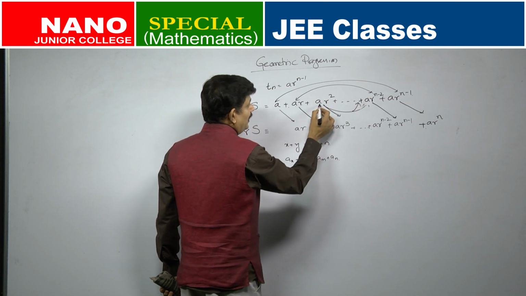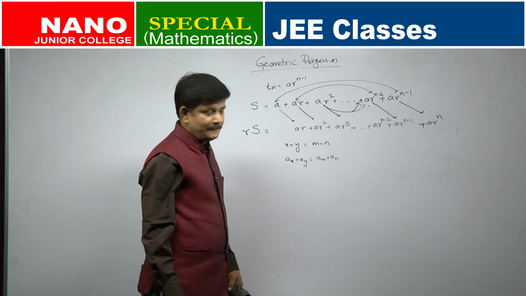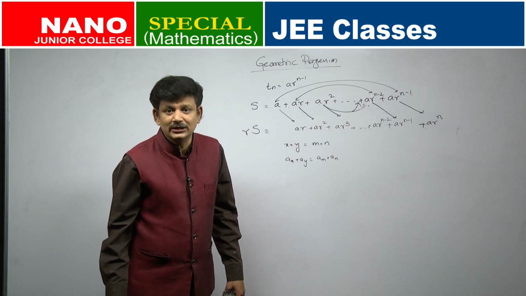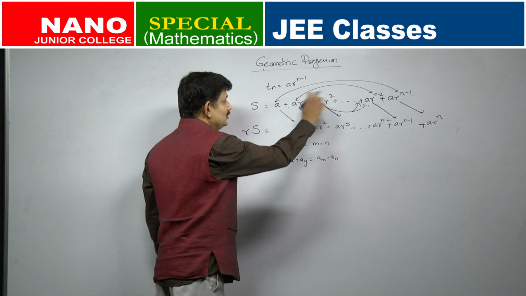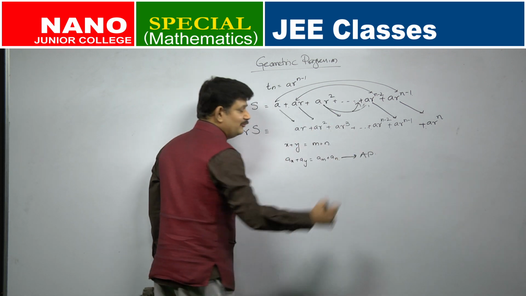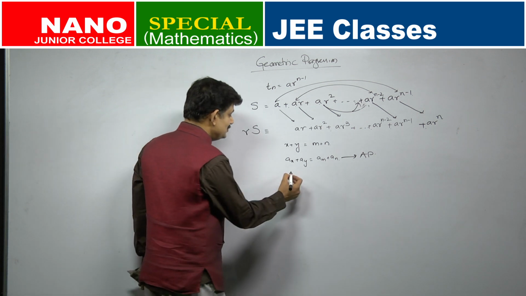One term before, a square, r square here, r power n minus 3 here, r power n minus 1 again. So, the product of these two terms will be the same. In case of an AP, the sum was the same. In case of a GP, what will happen?